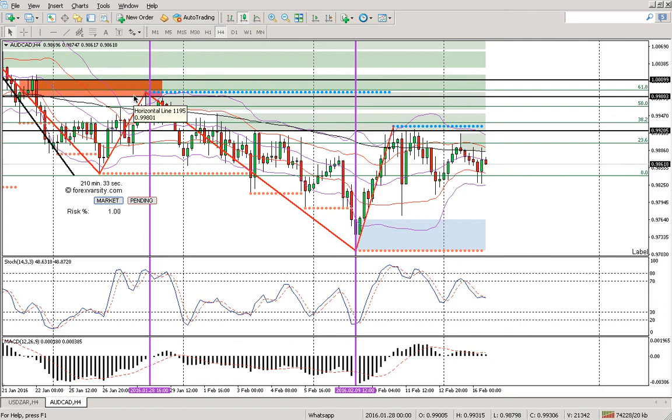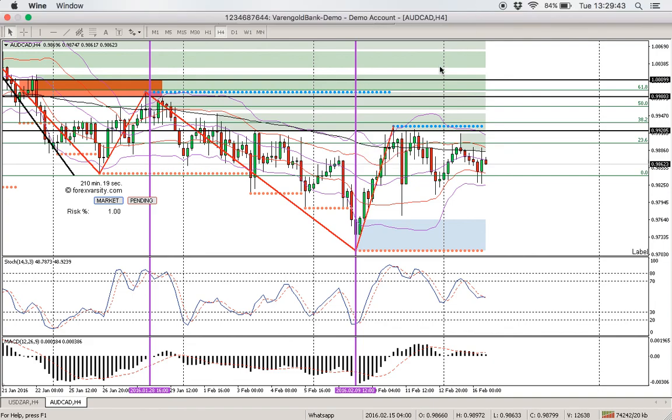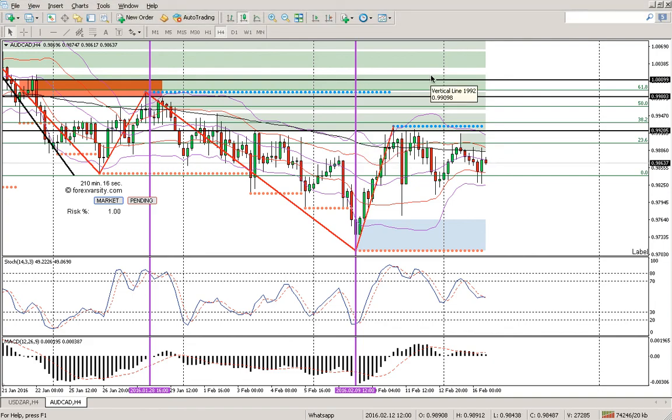I hope this did help you guys, and you would have exited once the stochastic turned fully. So you would have been in a nice trend. You would have been going with momentum. You would have had everything in your favor.